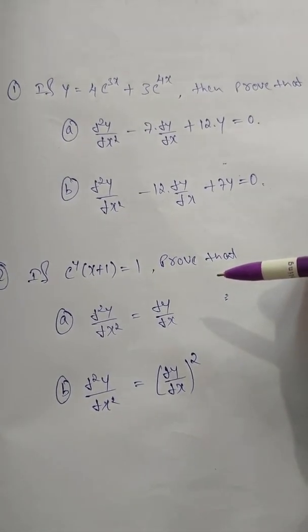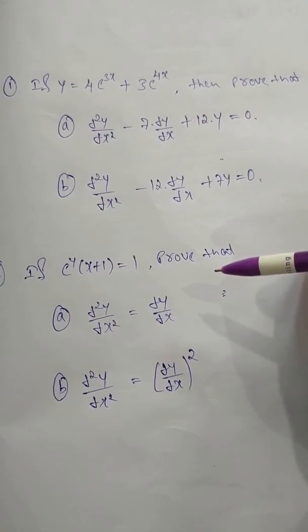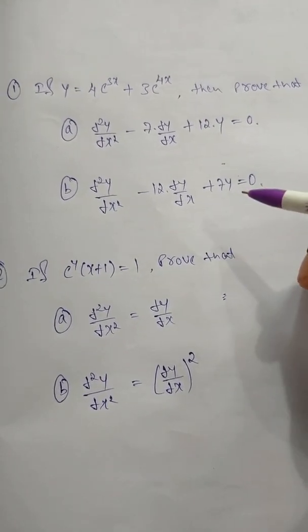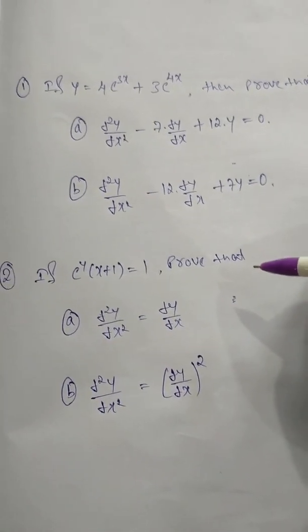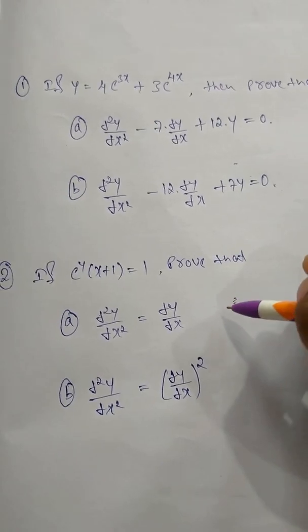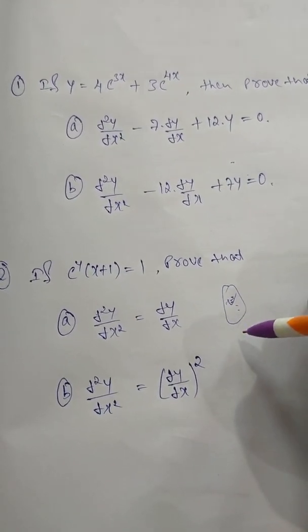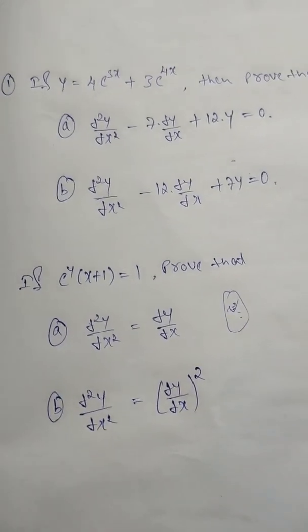They will ask for 5 marks. For 5 marks questions, we have hardly 5 to 6 questions. If you practice 5 to 6 questions, you will definitely get one 5 marks question. In this video, we'll start with the second problem. Some students will feel it is difficult to solve this problem. They don't know how, so we'll solve this problem.